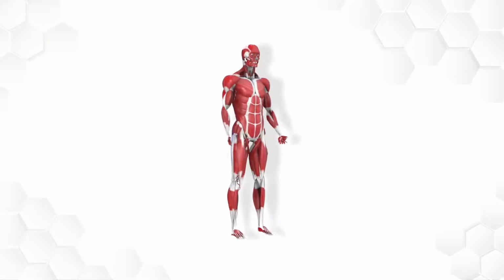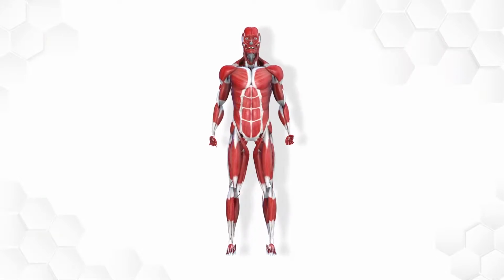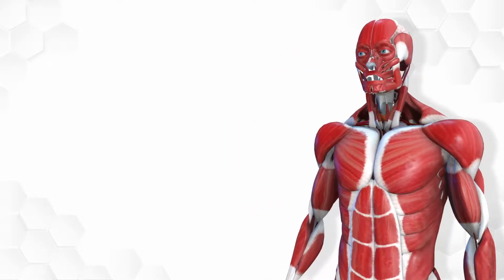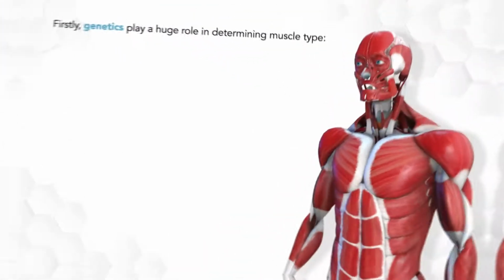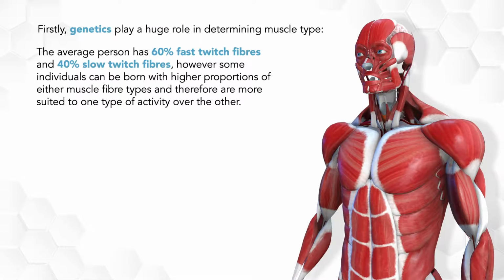In addition to muscle fiber types differing between muscles according to their role, there are other factors that impact the fiber type an individual has. Firstly, genetics play a huge role in determining what muscle type we have. Typically, it's thought that the average person has 60% fast twitch fibers and 40% slow twitch fibers. However, some individuals can be born with higher proportions of either muscle fiber type and therefore are more suited to one type of activity over the other.